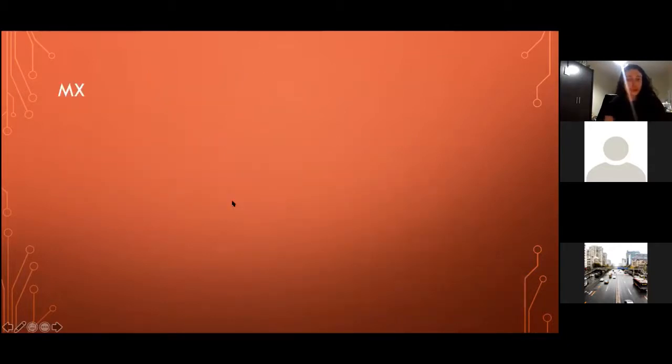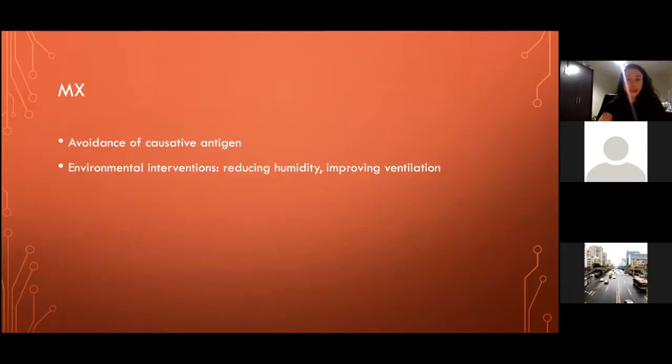Now on to the management. So really important to hypersensitivity pneumonitis is avoiding whatever's causing the symptoms. That's generally the best management option. So some things that can be done in the environment include reducing the humidity and improving the ventilation. And then if it's occupationally related, then removing that person from the job, which can often be damaging if that's their income.